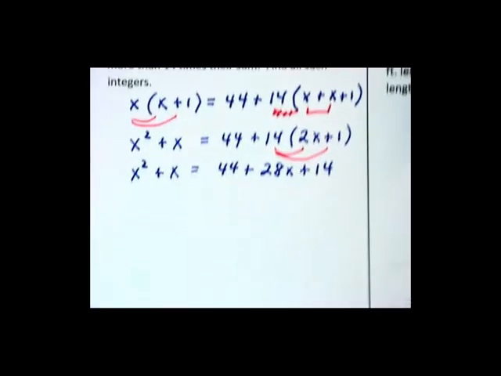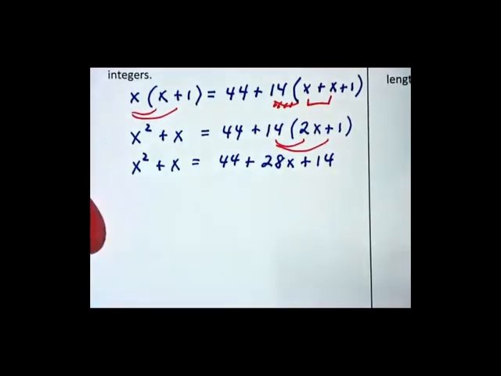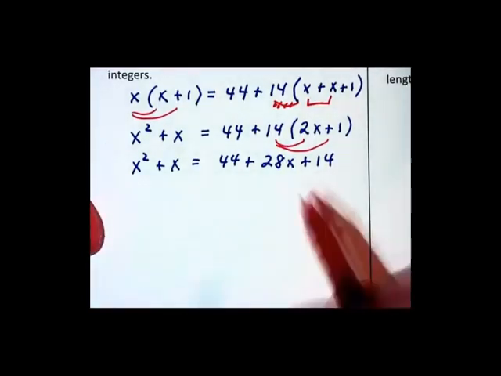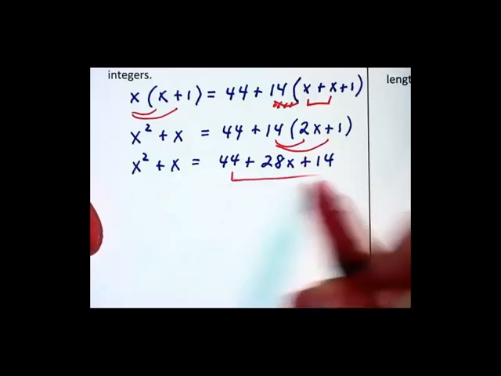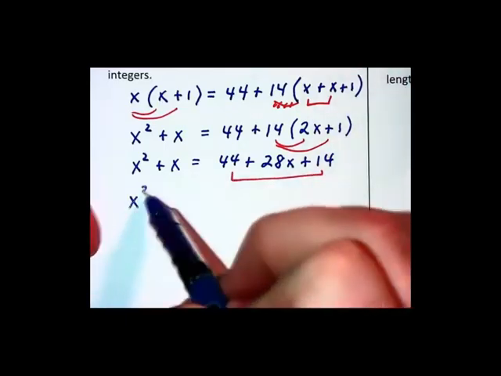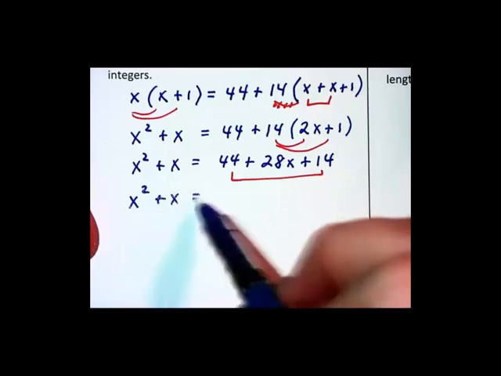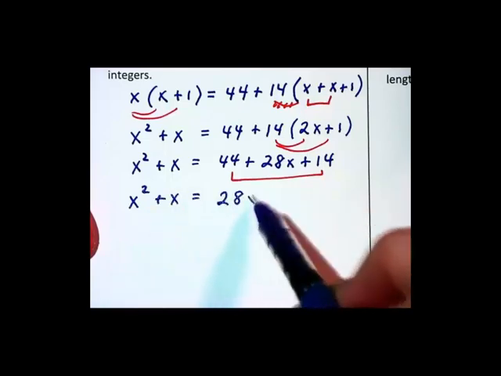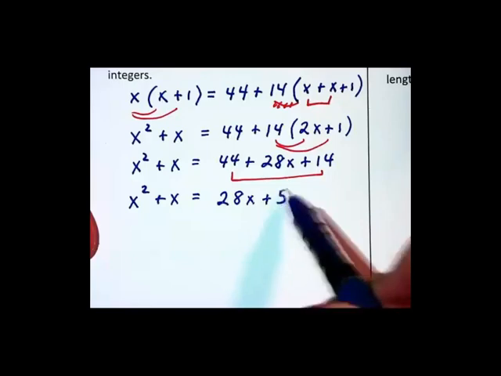Okay, let's move that up. It's quadratic. I want to set it equal to 0. I'm going to have to do some cleanup first. Add the 44 and the 14 together. Left side remains x squared plus x. The right side will be 28x plus 58.